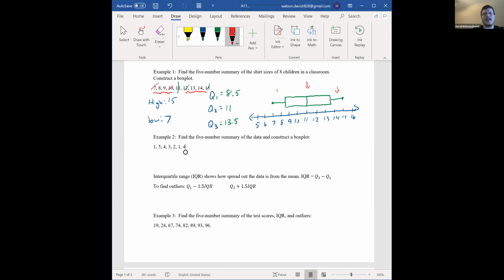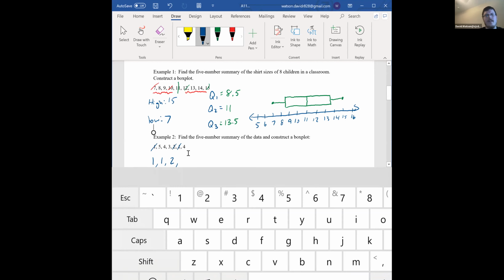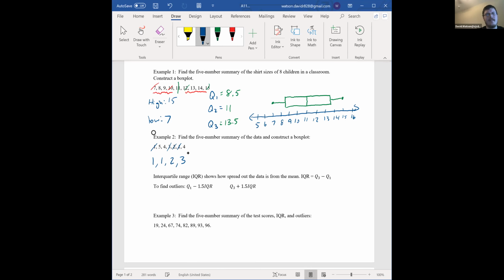All right, let's look at example 2. So we're going to find the 5-number summary and construct a box plot again. All right, so first off, this one's not ordered this time. So first thing I'm going to do is I'm just going to rewrite this data, but in order. So I'm just going through, writing this data in order. And as I do, I'm just crossing off the data in the list. That way I don't accidentally write anything twice.